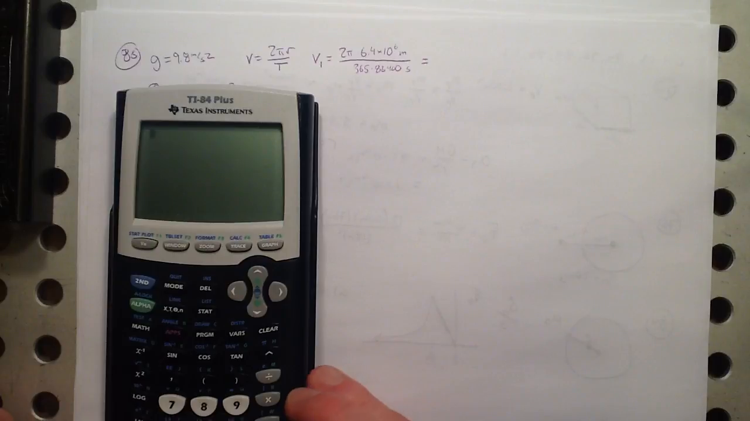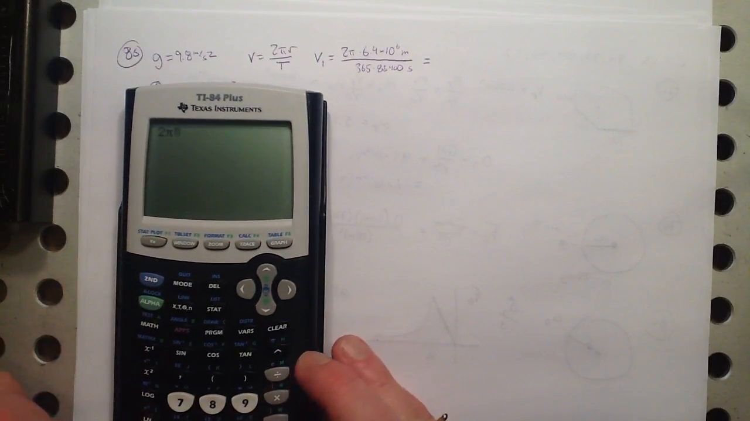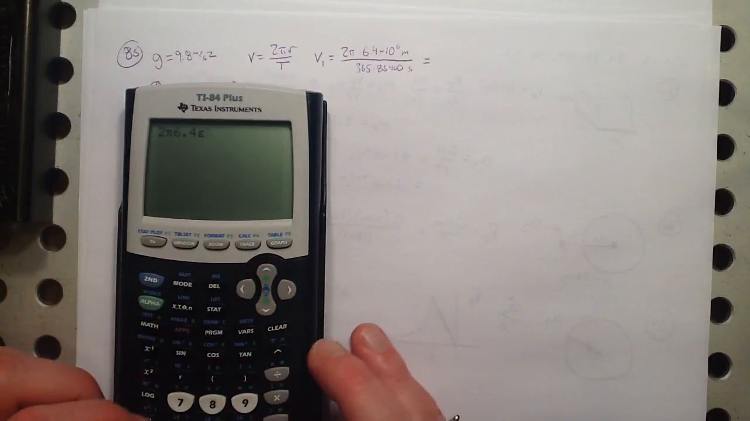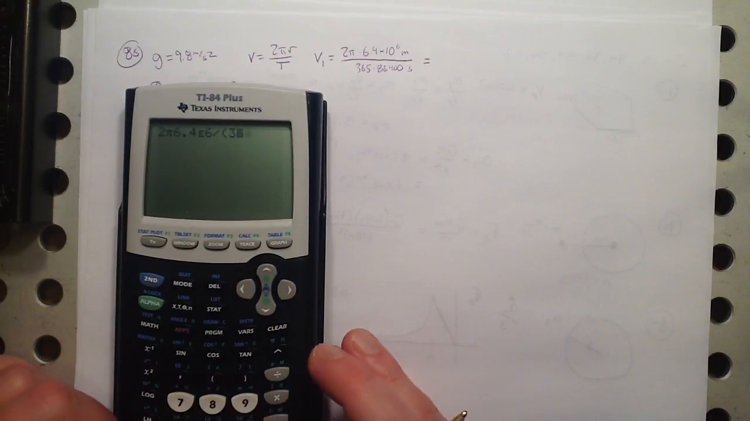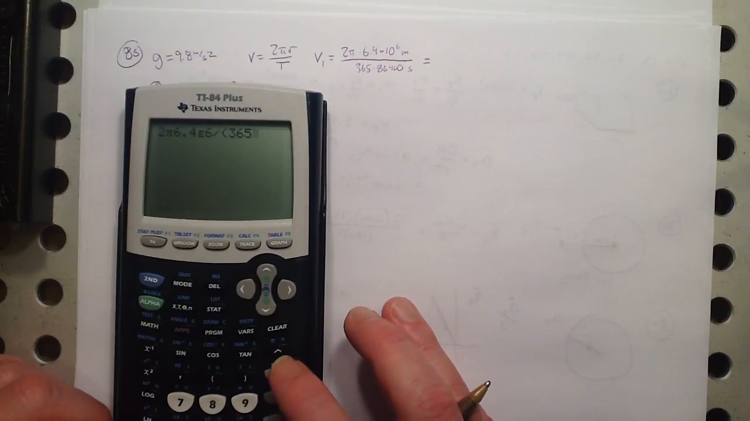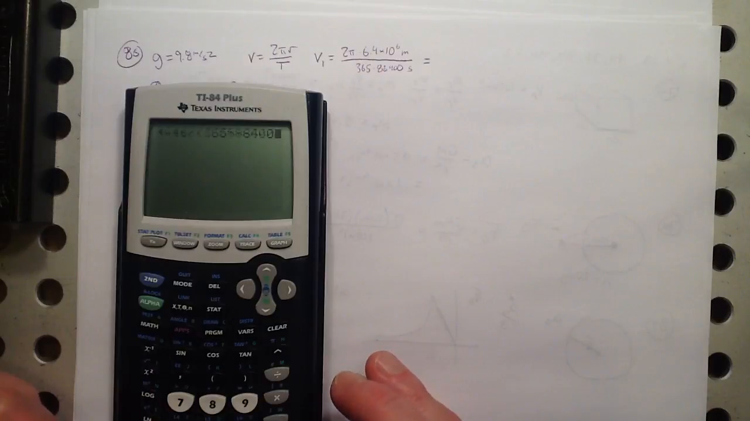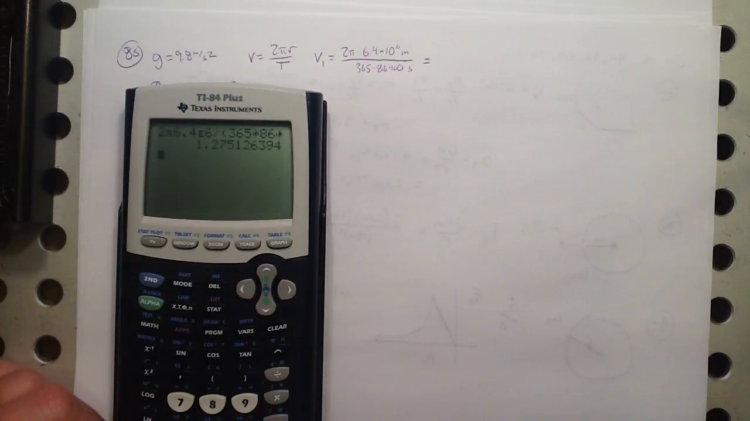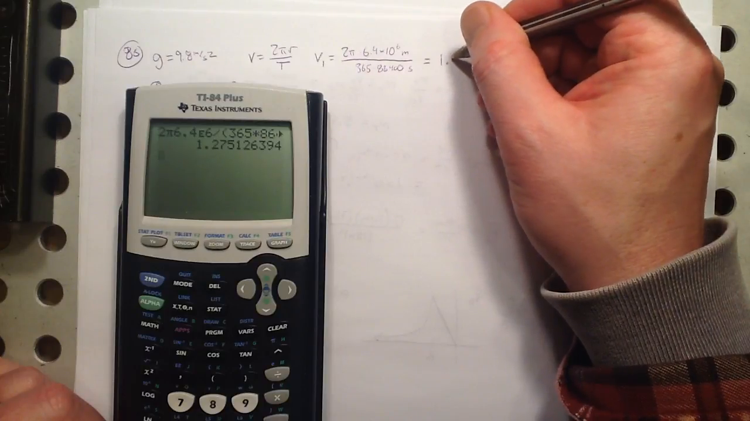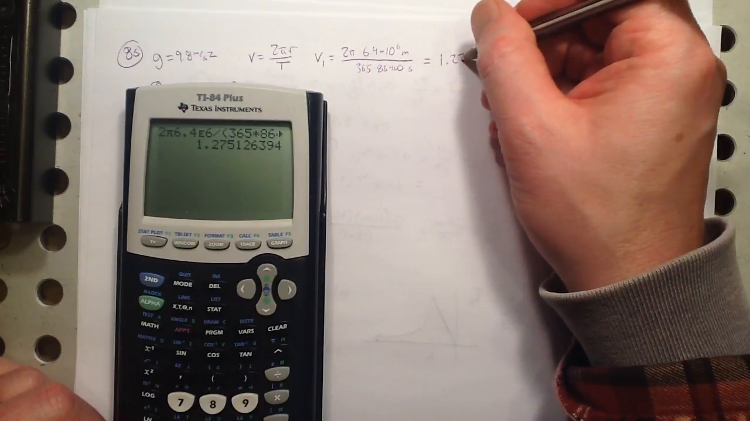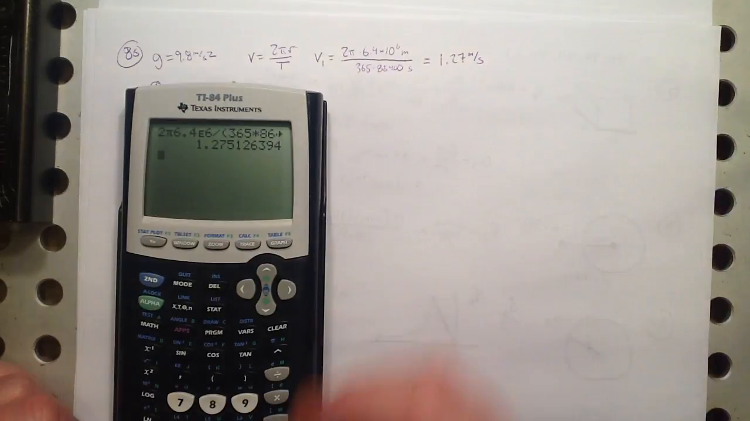So that's 2 pi r divided by 365 times 86,400 seconds. So that's about 1.27 meters per second.